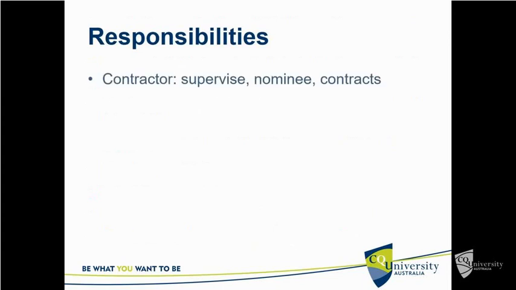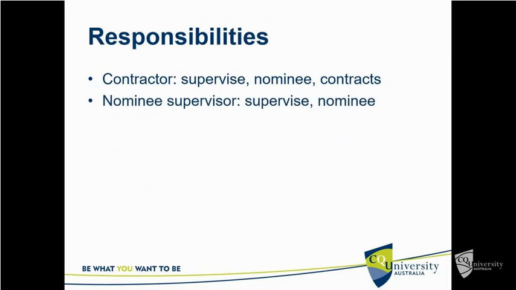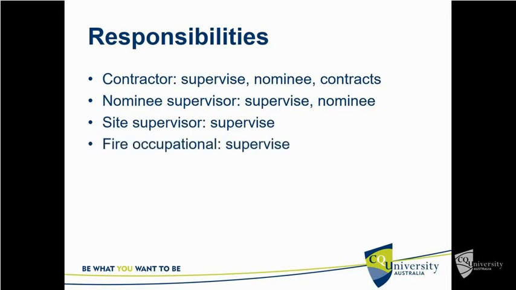Responsibilities, contractor: you can supervise, you can nominate other people like subcontractors, and you can undertake contracts. Nominee, supervisor: you may be an independently employed specialist supervisor, but the main contractor is nominated and employed, so you can supervise, but you can then nominate a site supervisor if you want to. But of course they can then supervise a fire occupational. That's someone who's responsible just for the fire stuff.